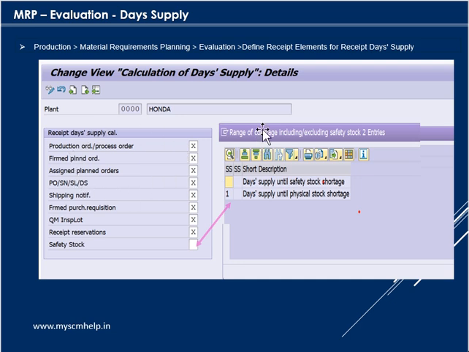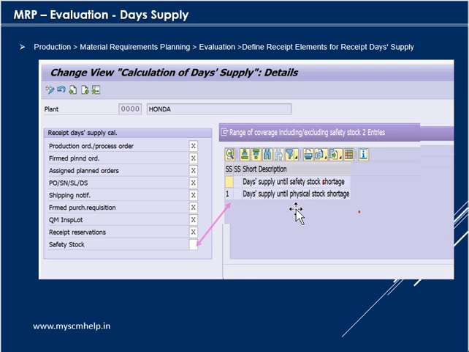you see this configuration. Since we are talking about without receipts, there is one configuration on whether you want to consider the safety stock or the physical stock. Once the safety stock becomes a shortage, should we consider that, or should we consider until the physical shortage? So you have to do this configuration here. If you leave it blank, it will look at the safety stock. If you maintain a 1 for physical stock here, then the system will look until the physical stock becomes negative or zero.